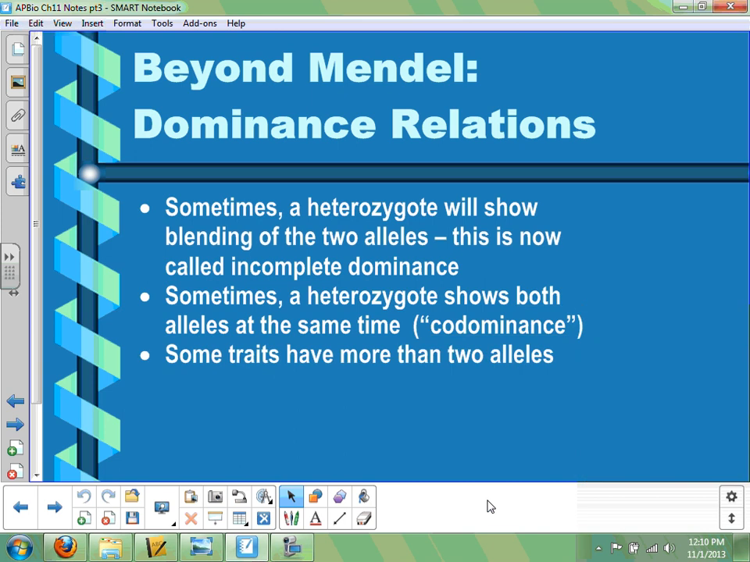Well, a third thing we've discovered that Mendel didn't know about is the fact that some traits don't just have 2 alleles for that trait. Sometimes a trait may have more than 2 alleles. And the first place where this was discovered was actually in human blood typing, just the basic letter that makes up your blood type, whether you're A, B, O, or AB blood type.